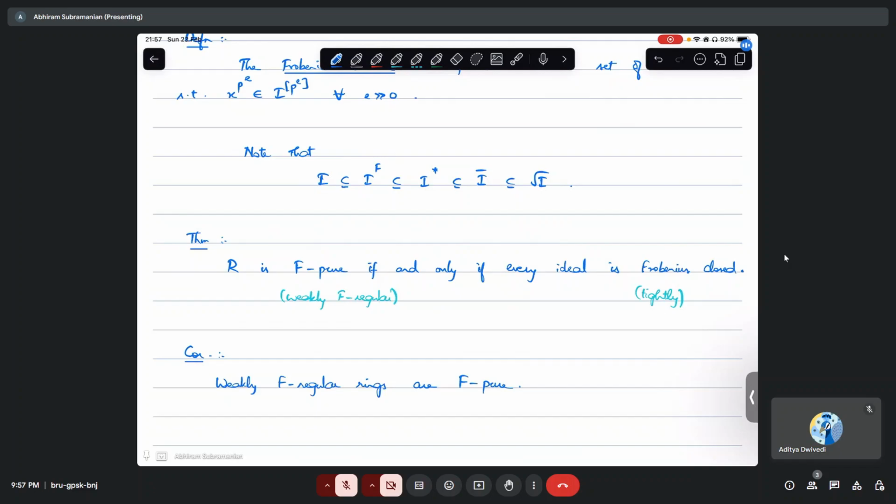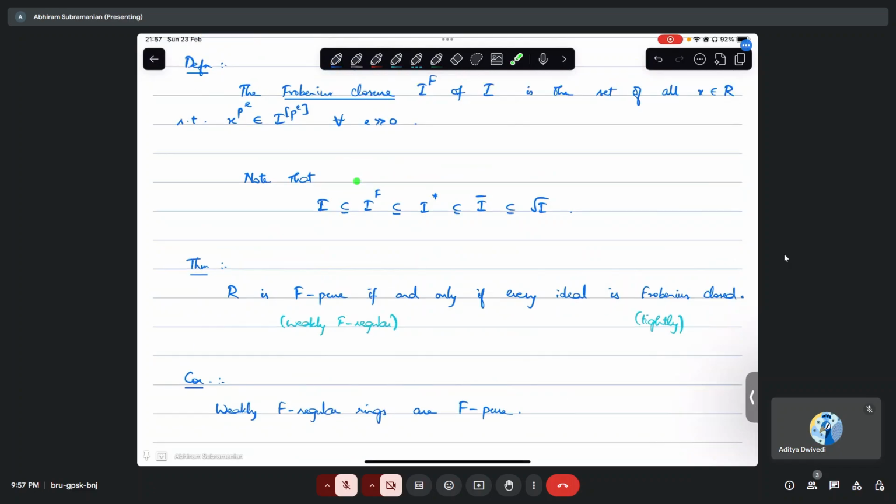This is because of this containment. If I equals I star, then IF is sandwiched between I and I star, therefore IF must also be equal to I. Therefore, if every ideal is tightly closed, then every ideal is also Frobenius closed, which therefore says that it's F-pure.